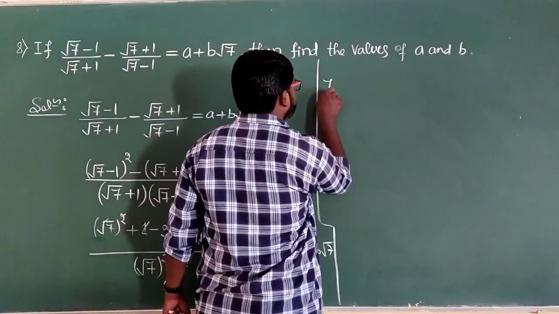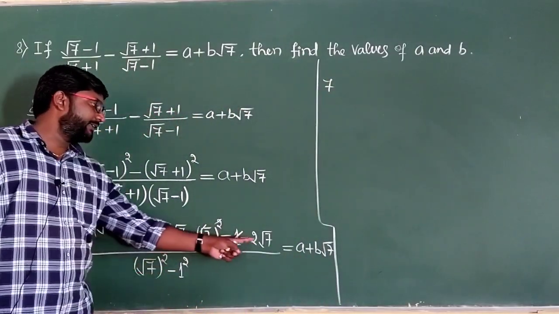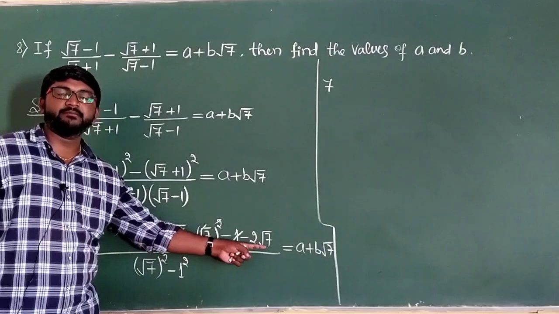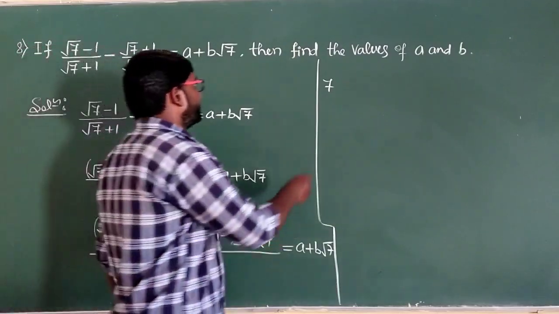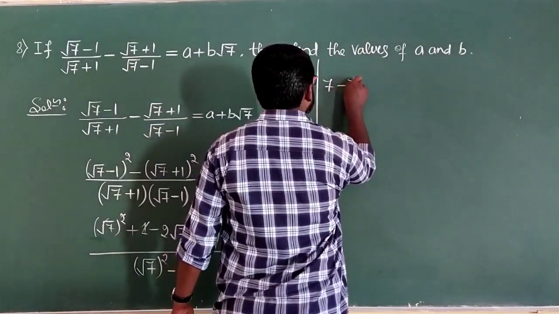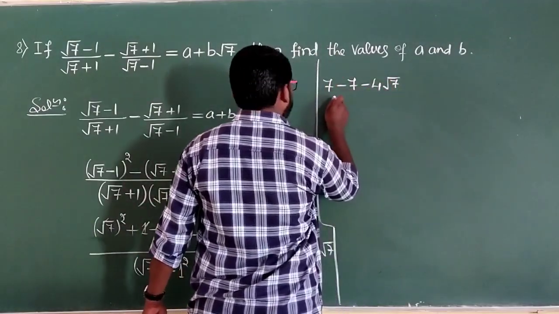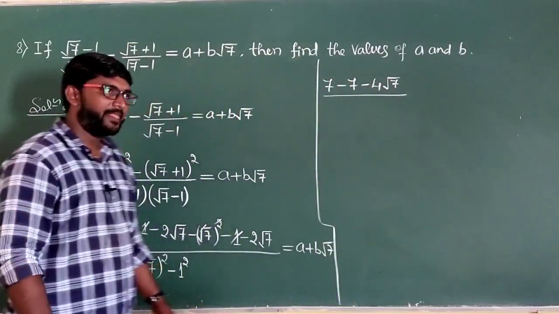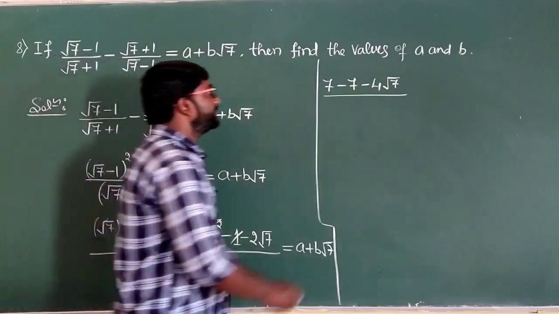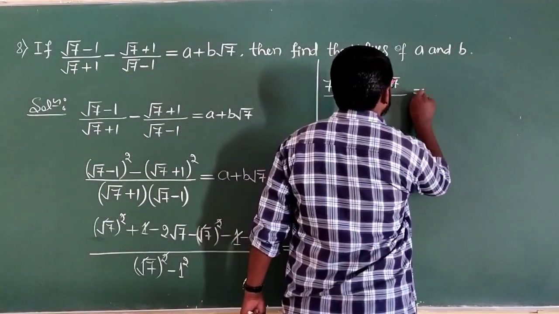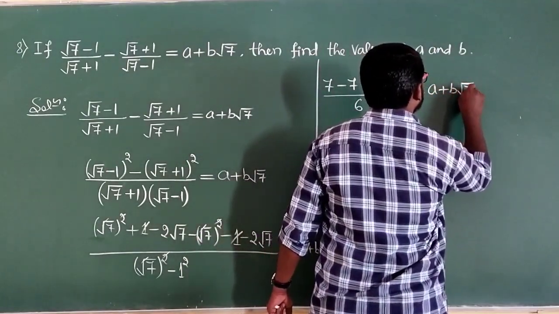So I write 7 as it is, and then minus 2 root 7, and then minus 2 root 7, it is minus 4 times root 7, and here we have minus 7. So 7 minus 7, and then minus 4 times root 7 divided by, so square and root get cancelled. 7 minus 1, it is 6, which is equal to a plus b times root 7.